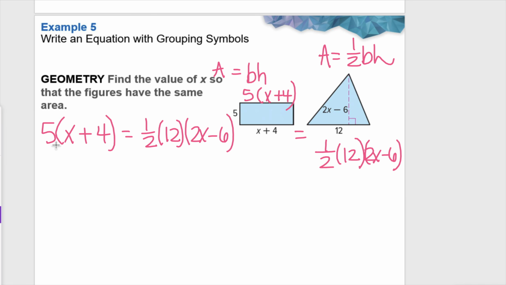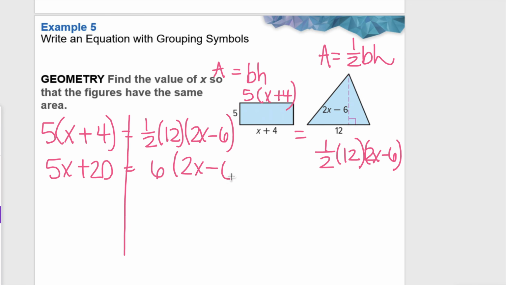And here we go. On the left-hand side, I've got some distribution, 5 times x and 5 times 4. And then I kind of have a lot of things going on here. So what I would do first is take care of this 1/2 times 12. That will give me 6. And then I'm going to distribute the 6 to the 2x minus 6. So the left side won't change much, but the right side will change to 12x minus 36.